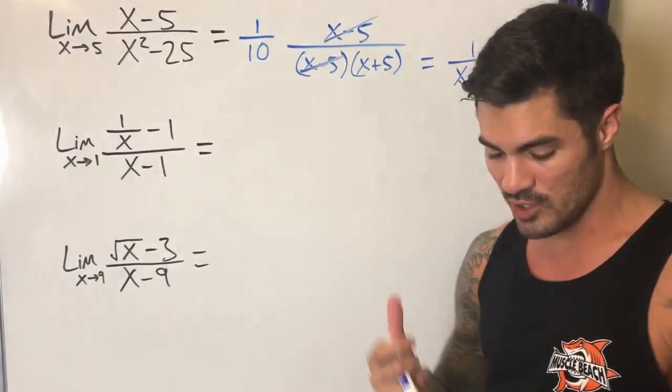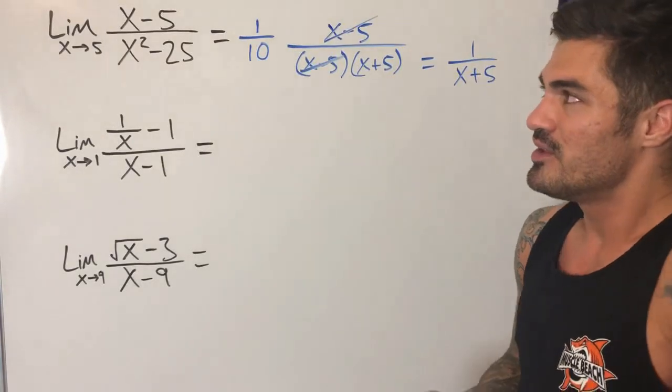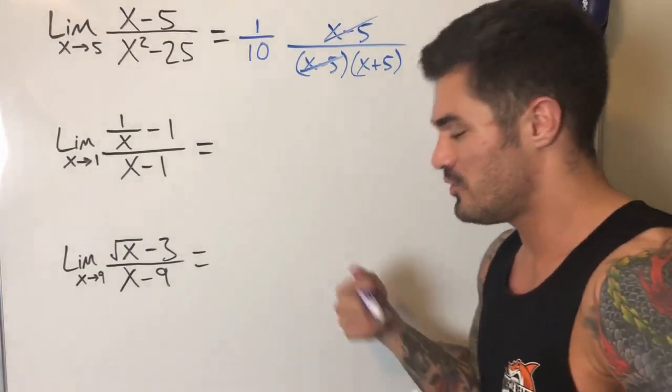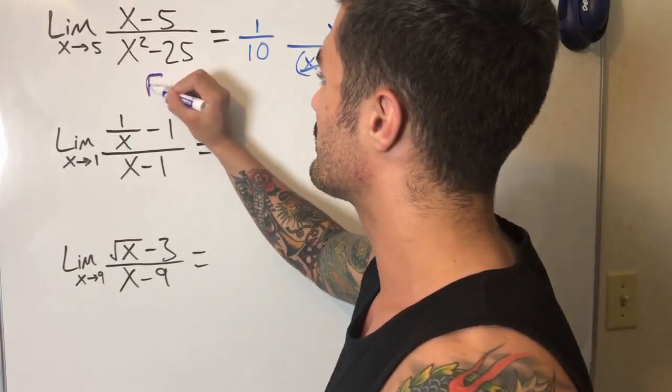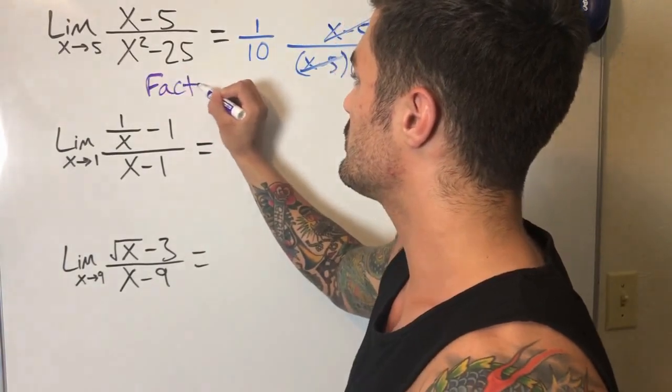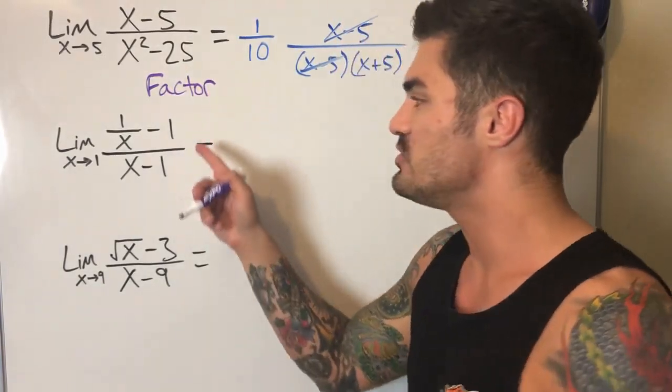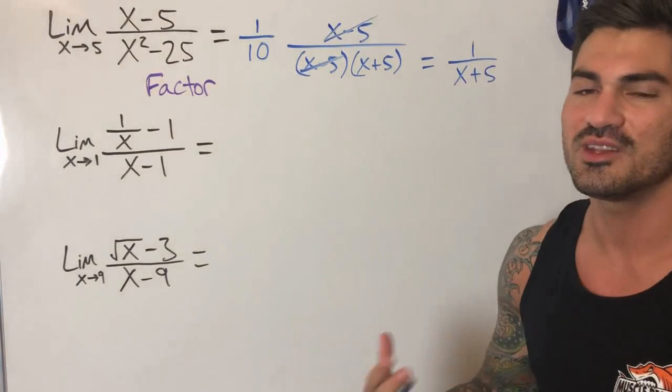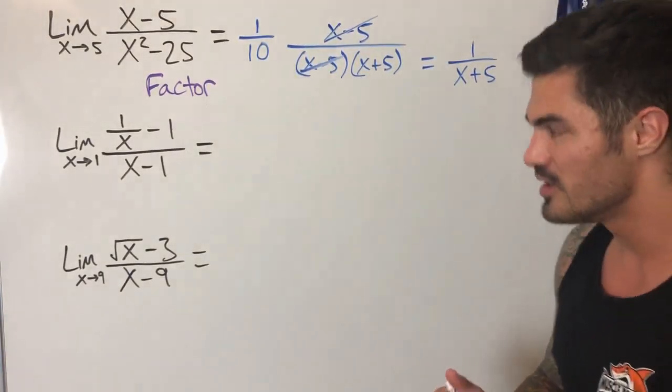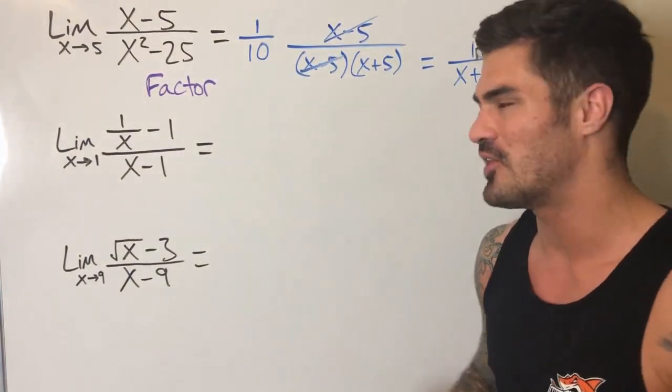And I want to go ahead and write here what was the key to this problem. The key to this problem, to simplify it, was factoring. So I'm going to put factor. Because we're going to see that in each of these 3 problems, you do something slightly different to get to the answer. Okay? So we're going to make note of what those things are.